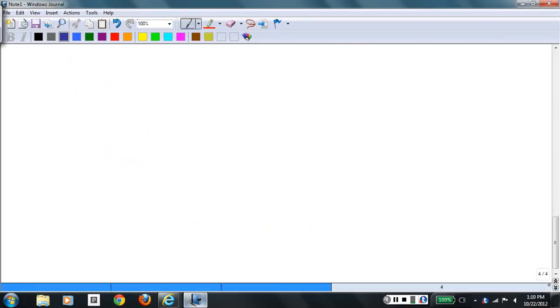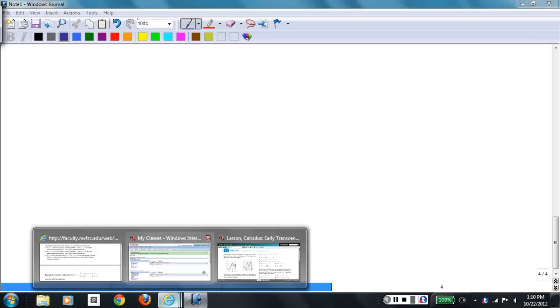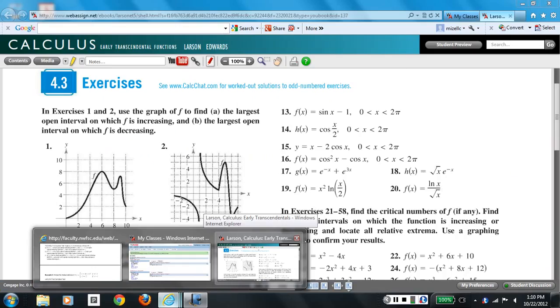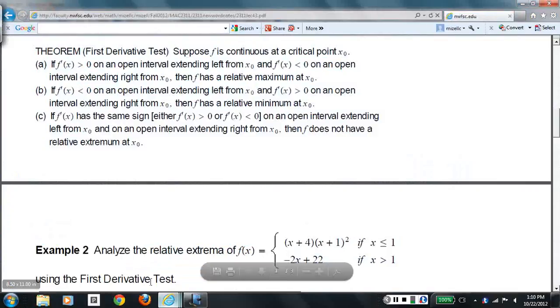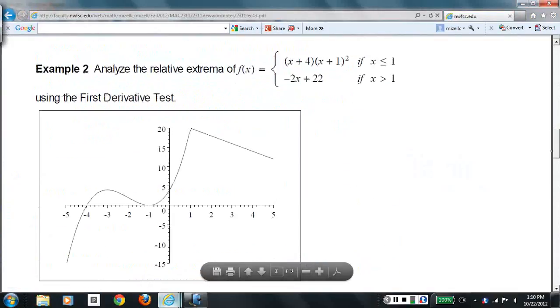This is the first derivative test. And first, it modifies the derivative; it's a test for relative extrema which involves the first derivative. In Section 4.4, we'll see a test for relative extrema which involves the second derivative.